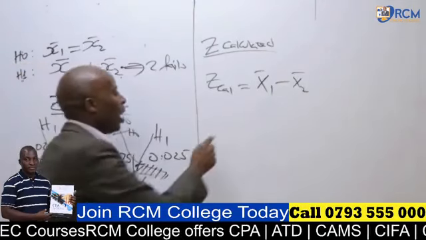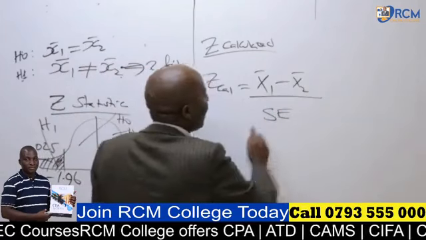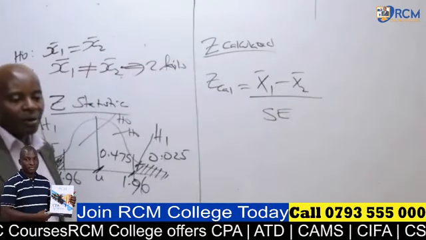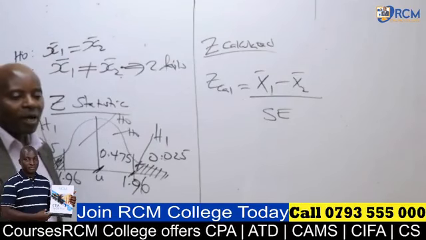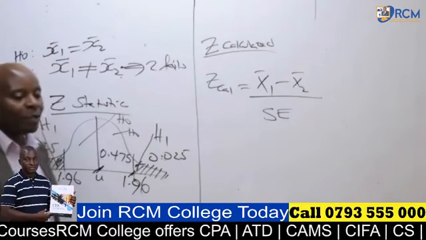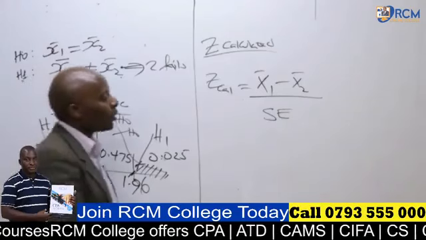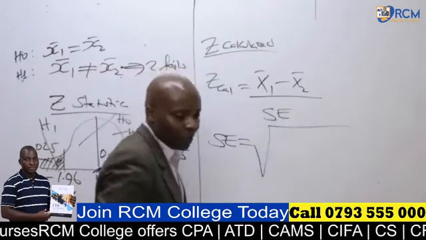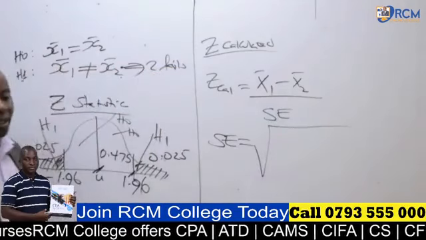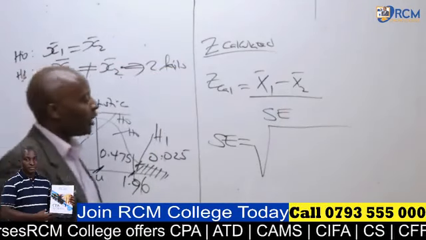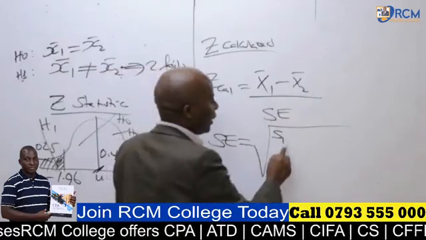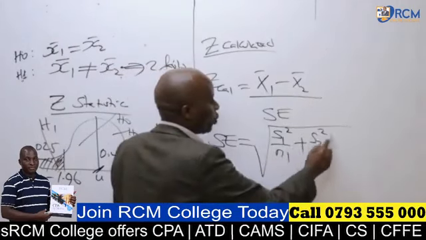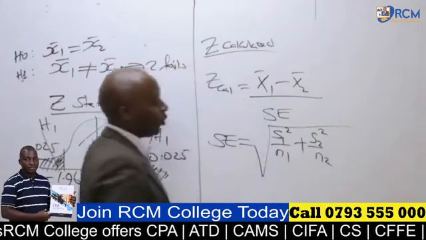all over the standard error. Remember, whenever you've got two samples, the standard error will look like this: square root of the standard deviation of 1 squared all over n1 plus the standard deviation of 2 squared all over n2.